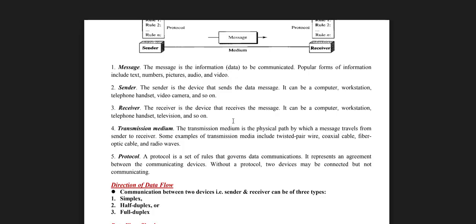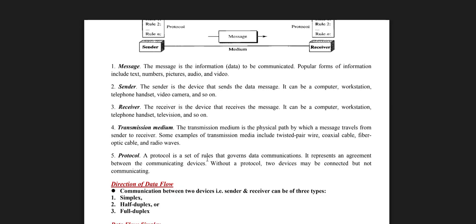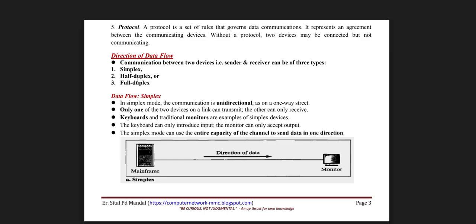Transmission media: the transmission medium is the physical path by which the message travels from sender to receiver. Some of the example of the transmission media include twisted pair cable, coaxial cable, fiber optic cable, and radio wave. Protocol: protocol are the set of rules that go on the data communication. It represents an agreement between the communicating device. Without protocol, two device may not be connected, but not communicating.